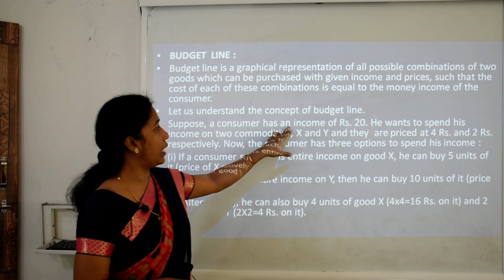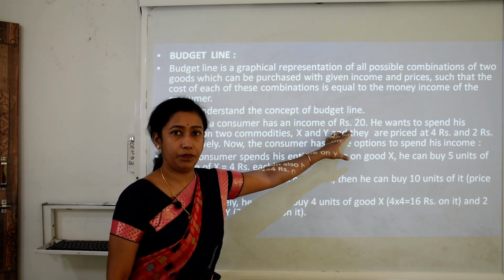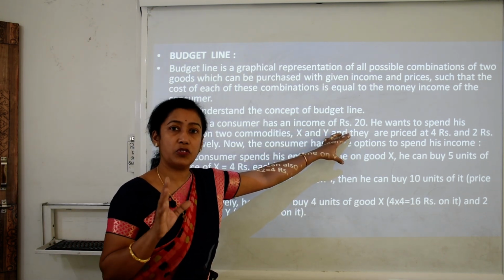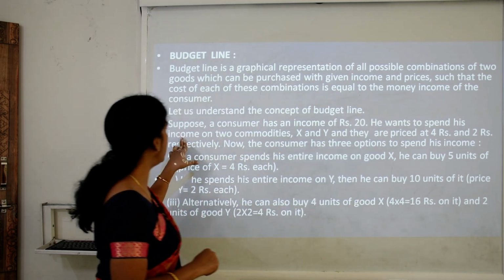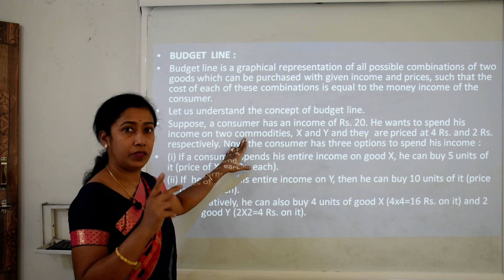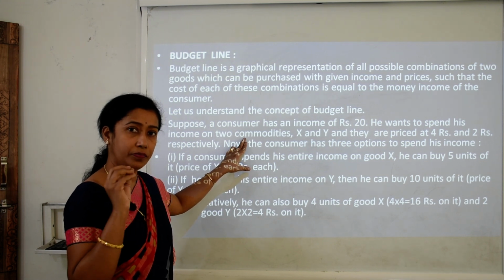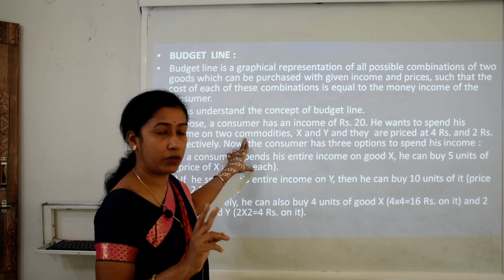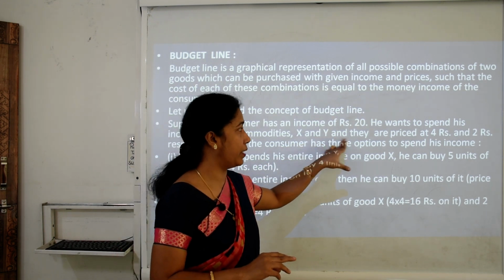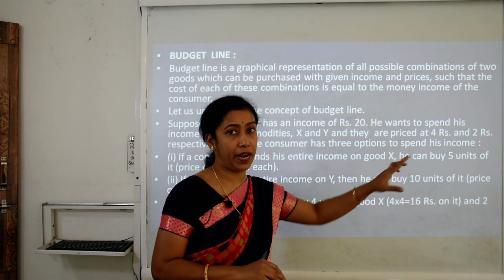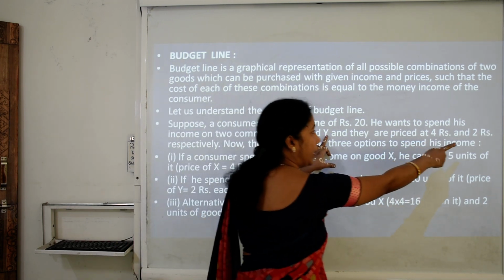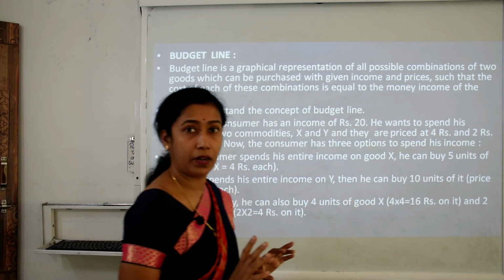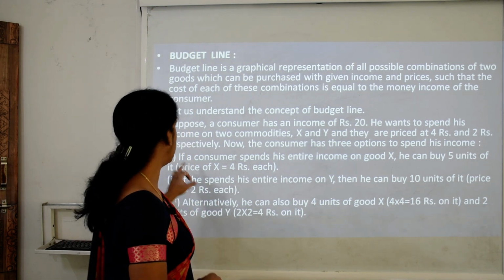Suppose a consumer has an income of rupees 20. That means we assume that a consumer has 20 rupees as his income. He wants to spend his income on two commodities. This 20 rupees he wants to spend on the purchase of two goods X and Y, and they are priced at rupees 4 and 2. That means the price of X is 4 rupees while the price of Y is 2 rupees. We assume that, and the consumer has 20 rupees in hand.